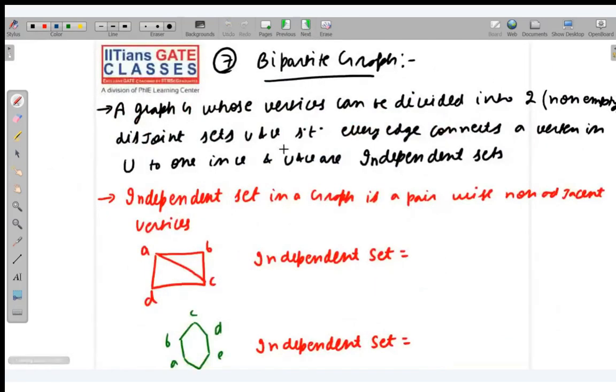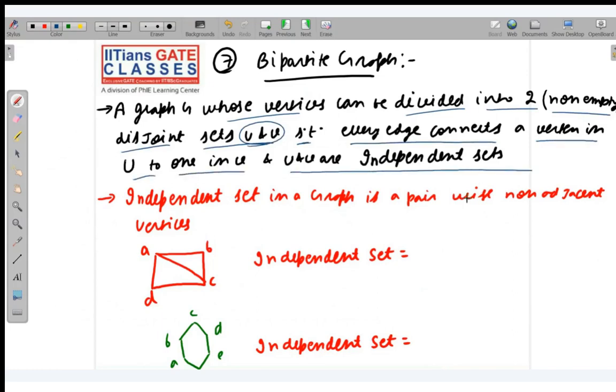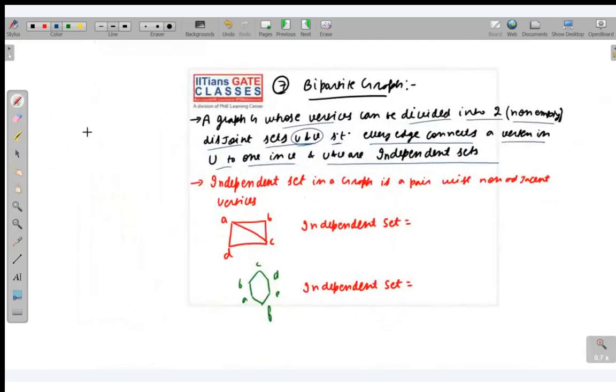Okay, so next is bipartite graph. So what is a bipartite graph? A graph G whose vertices can be divided into two non-empty disjoint sets U and V, such that every edge connects a vertex in U to one in V, and U and V are independent sets. So you will get confused, so let me say like this. A graph whose vertices can be divided into two non-empty, you have to remember this thing, two non-empty disjoint sets. So you are having a graph, and for graph you should be able to divide its vertex set into two disjoint sets.